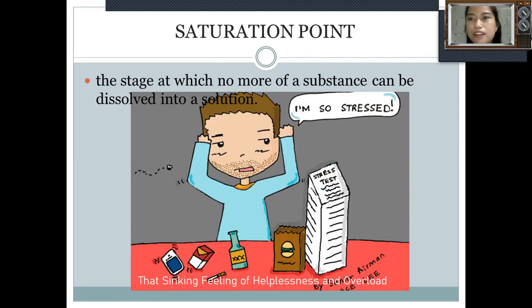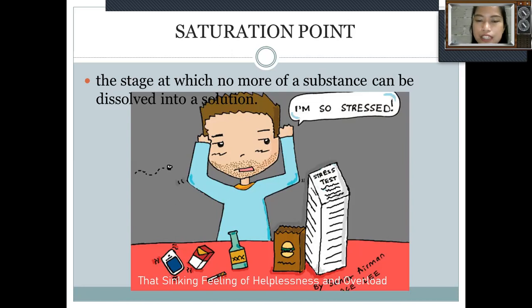Ma'am, parang irrelevant po yung picture na linagay niyo. No, it's not irrelevant because in human lives also, we have this saturation point when we feel helplessness and overload from work, and then parang you're giving up, ayaw mo nang kumuha ng work. That is, you already reached your saturation point.